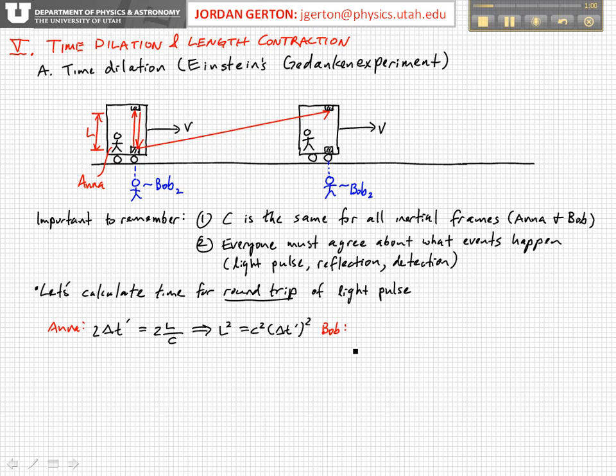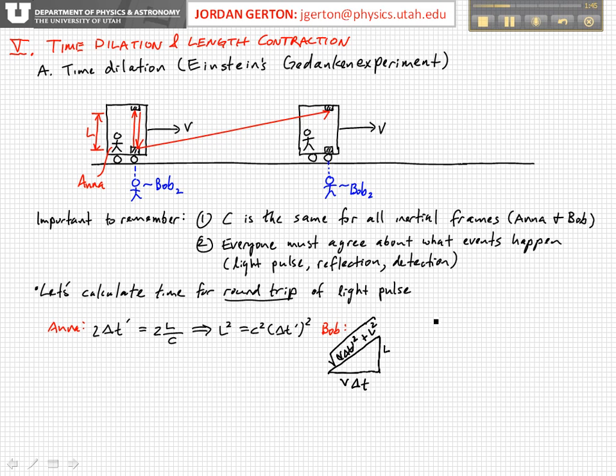Okay. So for Bob, what we have to think about is that he sees the train car move a distance v times delta t in his reference frame to the right when the light pulse moves up a distance L. Okay. And so the hypotenuse of this triangle, which is the total length of travel for the light according to Bob, is just by Pythagorean theorem the sum of the squares of the two arms.